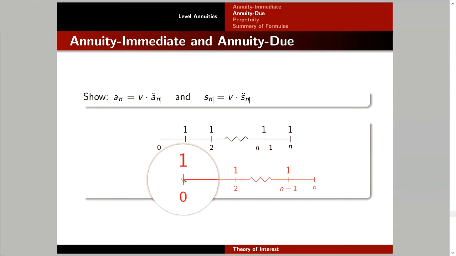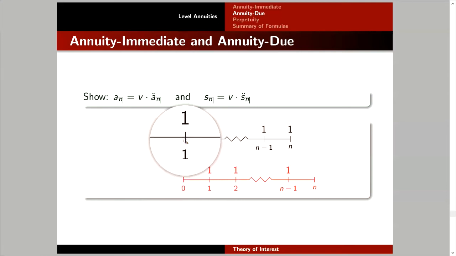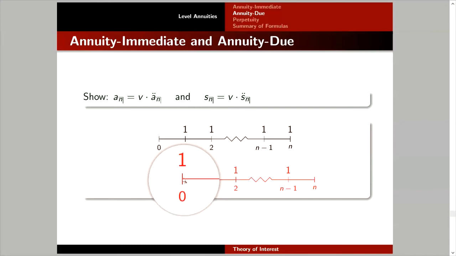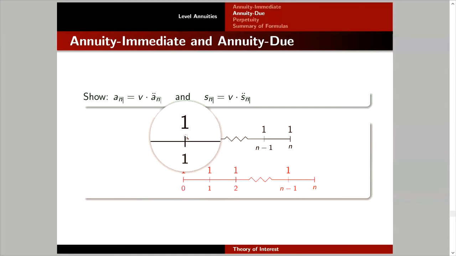So you have a single value here kasi na-carry mo na lahat to time 0. So this a double dot angle n at this point is at time 1 pa lang doon sa original black timeline. So yung a double dot dito, kapag nilagay ko siya sa black timeline, yung a double dot angle n is still at t equals 1.